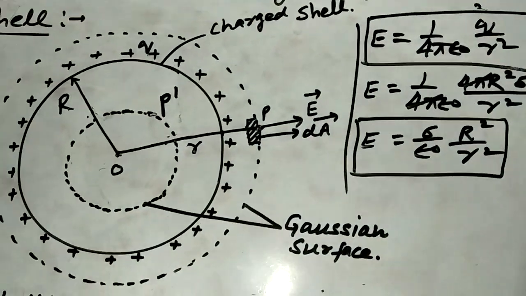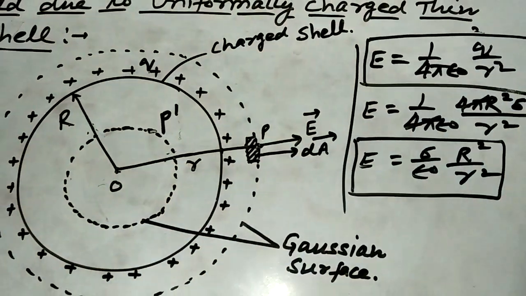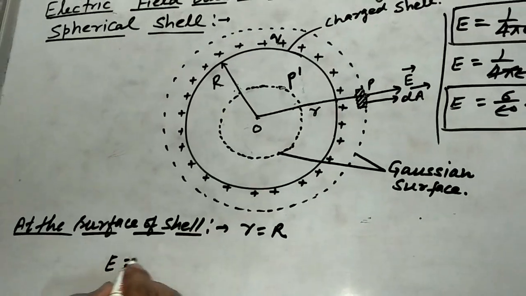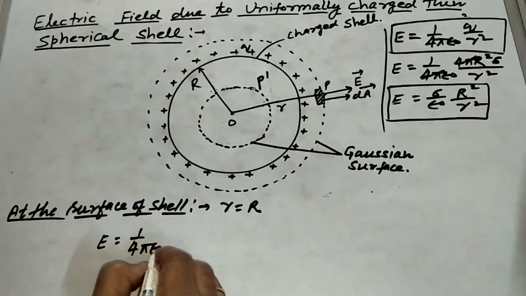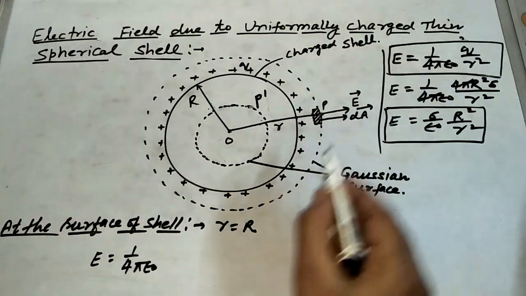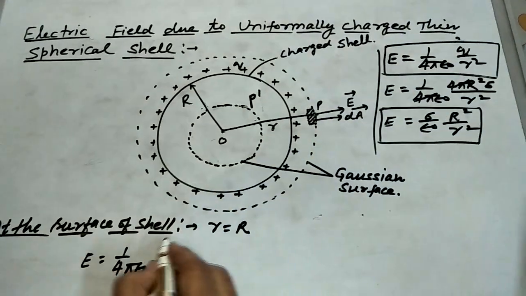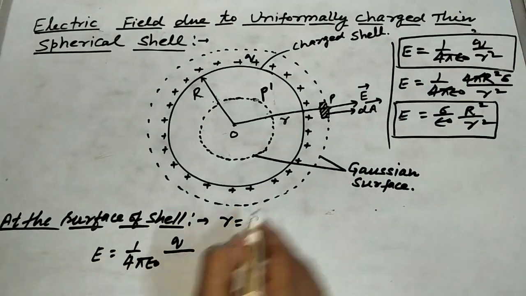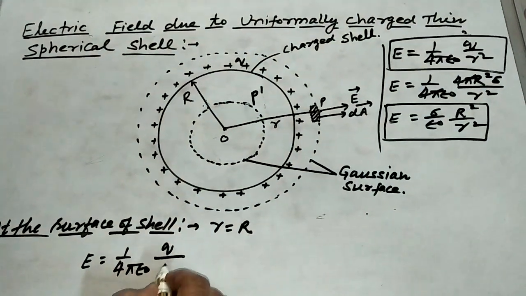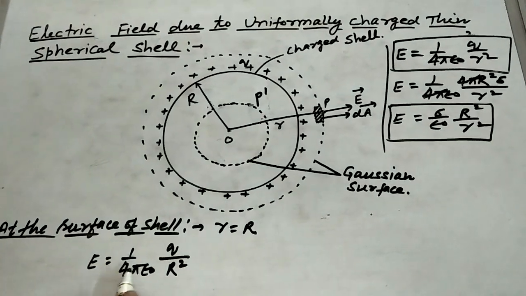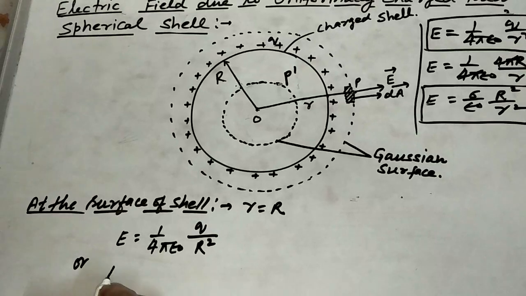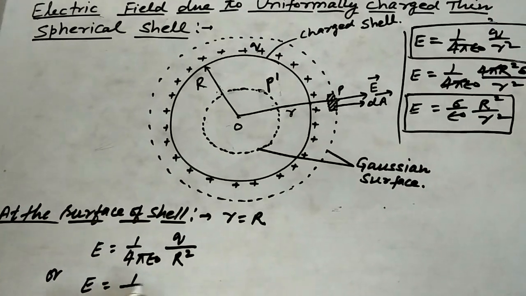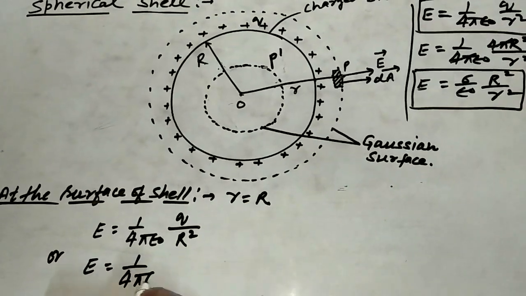So when you put small r equal to capital R, then the electric field E becomes 1 upon 4 pi epsilon naught, and here in place of Q you write Q, and in place of small r you write capital R square. This one. And also, in terms of surface charge density, you can write 1 upon 4 pi epsilon naught.